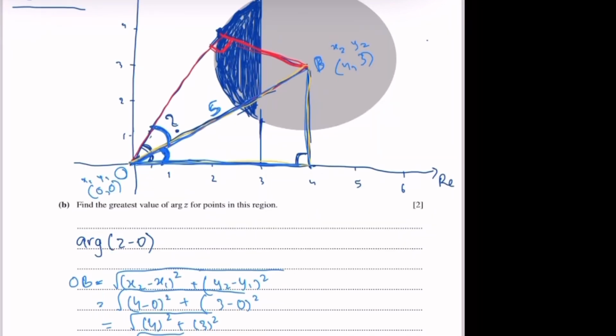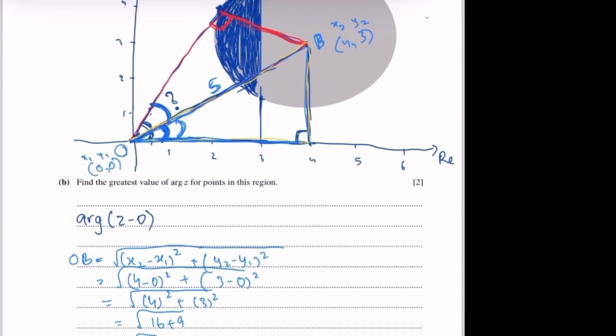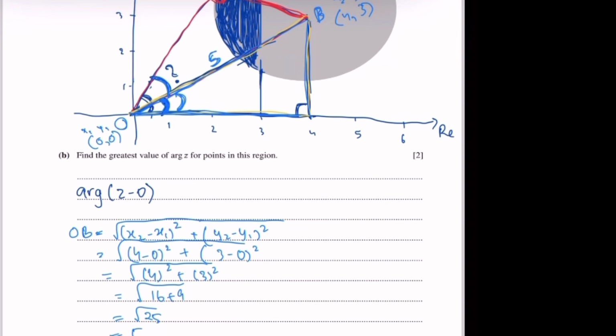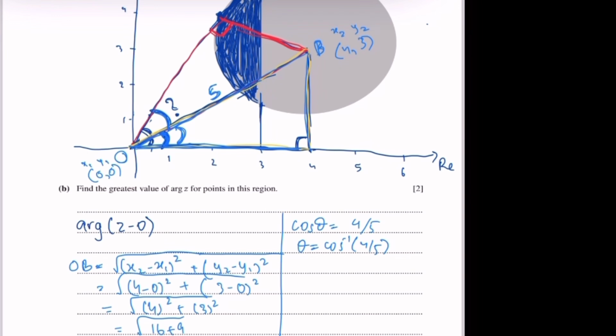Now we can use a trigonometric ratio to find this angle. So over here we will be able to use cos theta is equal to base upon hypotenuse. Cos theta is equal to base, which is 4, upon the hypotenuse, which is 5. So theta is cos inverse of 4 upon 5. I'm keeping it in this form so that it's exact.